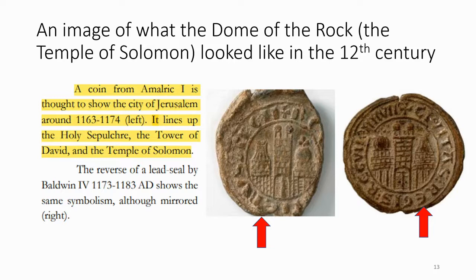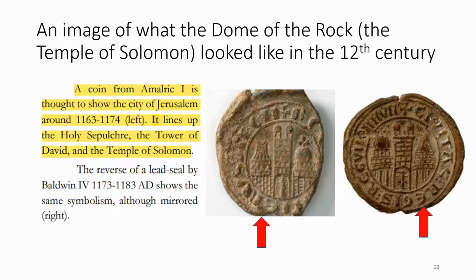This is a coin from Amalric I, and it's thought to show the city of Jerusalem around 1163 to 1174. It lines up with the Holy Sepulchre, the Tower of David, and the Temple of Solomon. The reverse of a lead seal by Baldwin IV shows the same symbolism, although mirrored right. So which one is the Dome of the Rock at that time? It's the one that is being pointed to in both cases with the red arrow.